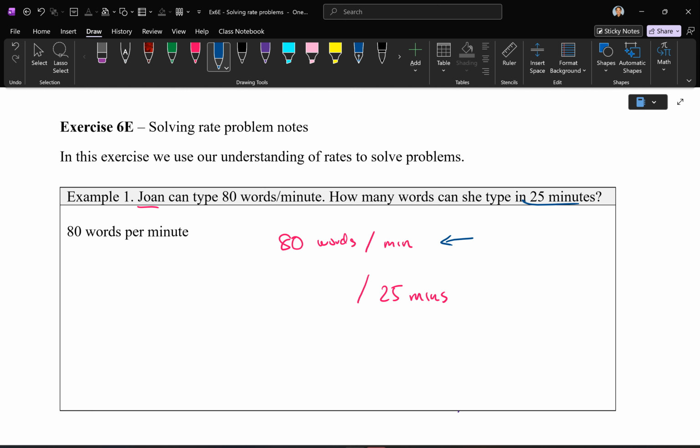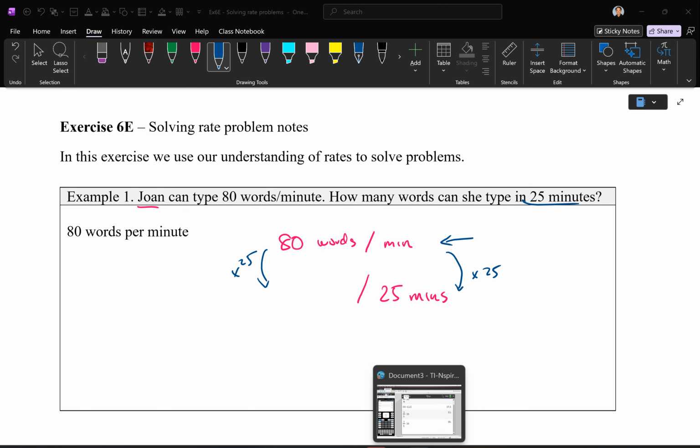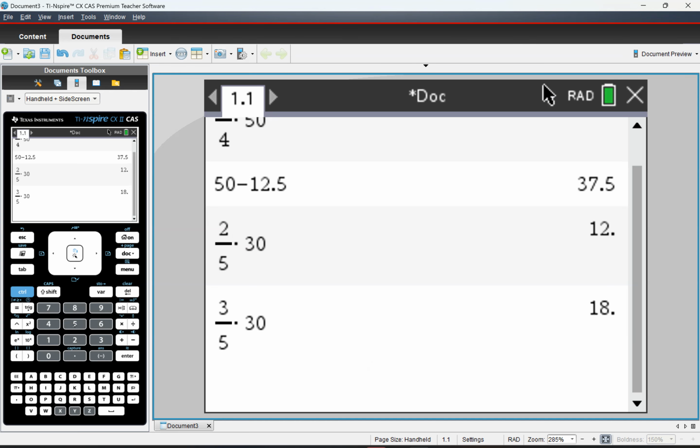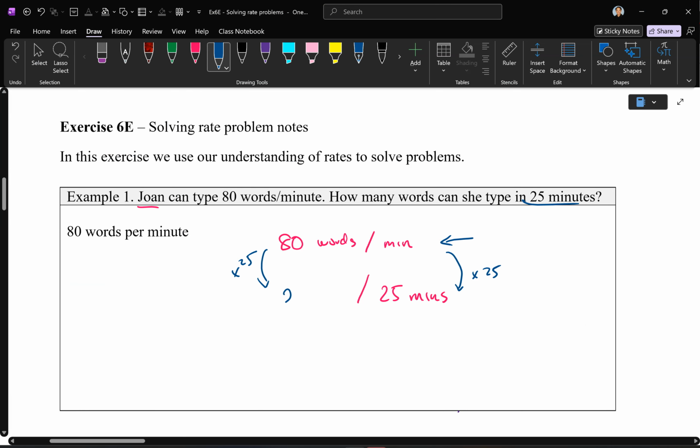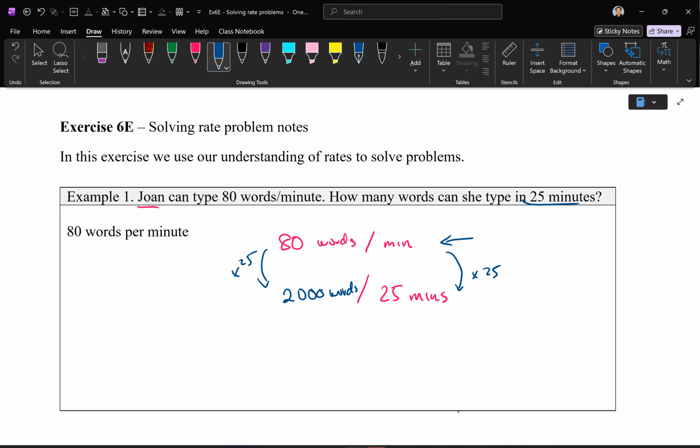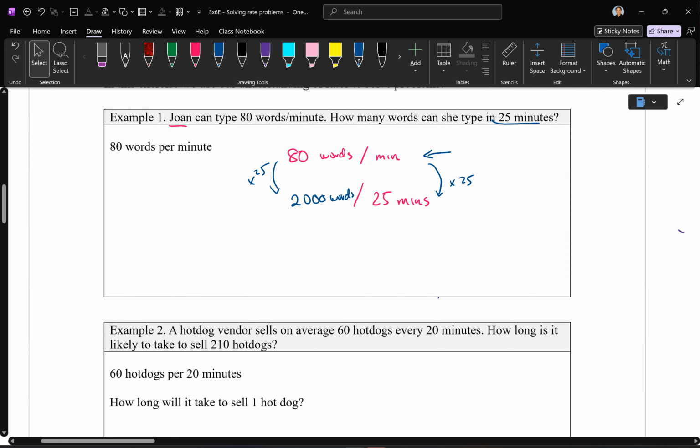Beautiful. So we know to times this by 25 because it's every minute. You've got 25 minutes. So times it by 25 on your calculator. 80 times 25. 2,000. Yes, that is correct. So that's a simple rates problem. Okay, so we've got a rate, and then we move forward, and we can say it's 2,000 words per 25 minutes.